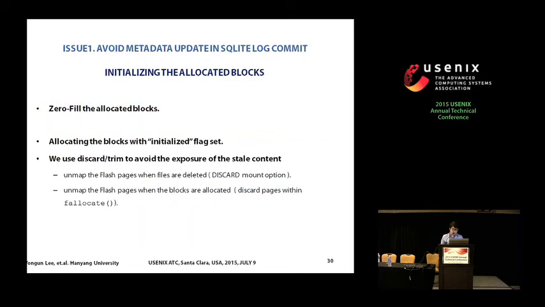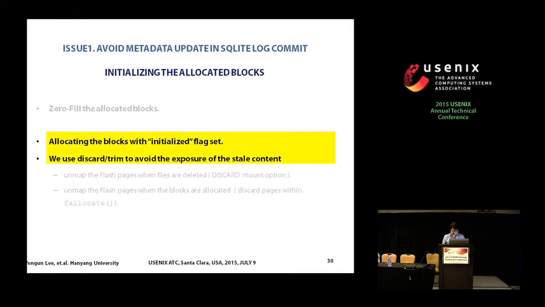We saw three approaches to solve the problem of uninitialized blocks and stale contents on flash storage. The first approach is to zero fill, but this operation unfortunately incurs huge I/O overhead. So we modified the fallocate function in the second and third approaches to allocate blocks with the initialized flag set, and we also used the discard or trim command in flash storage to avoid exposing stale contents.